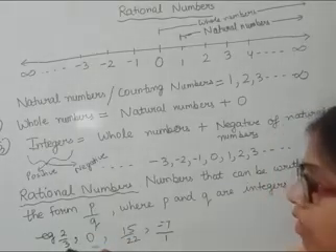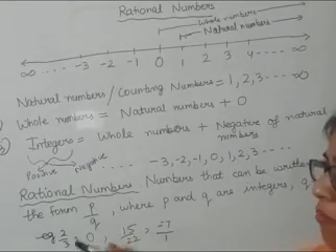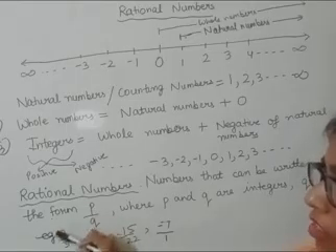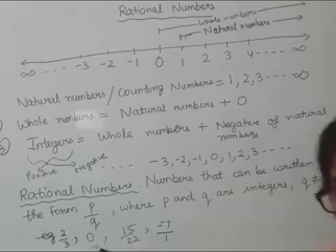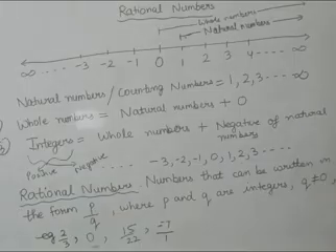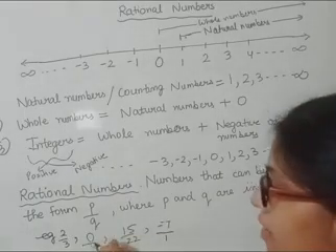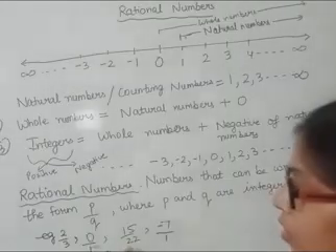Now 2 upon 3, in the numerator 2 is there, in the denominator 3 is there. So this is in the form p by q and both the numbers are integers, they are positive integers. So this is a fraction, this is a rational number. Now 0, is 0 a rational number? Of course it is a rational number. Why? Because it has to be in the form p by q, right? If I write 0 upon 1, 0 upon 1 will be equal to what? It will be 0 only.